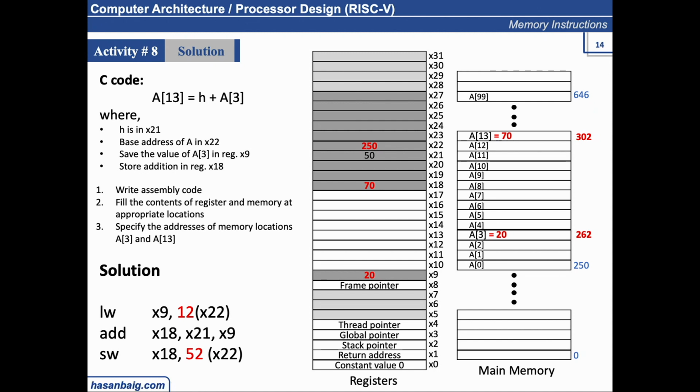In a future question, I may not specify the base address here, but I will tell you that the base address is stored in x22, for example. Then you have to go to x22 and read the value. Whatever value is stored in x22 corresponds to the base address. Okay?